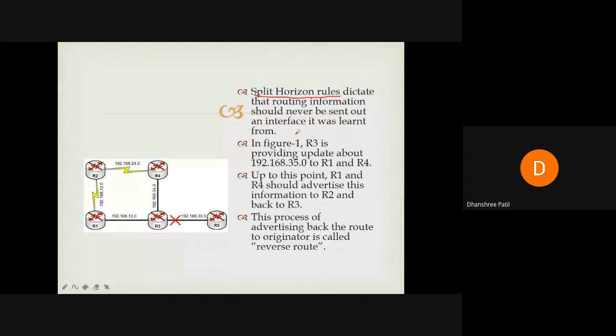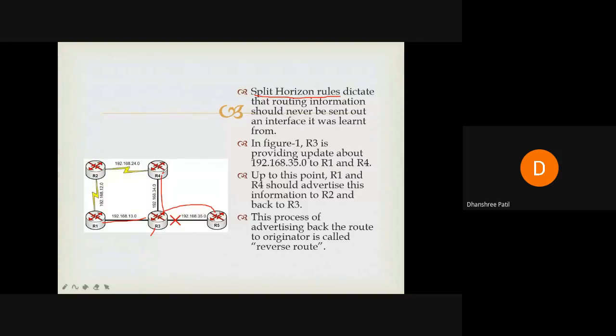So see this figure. Suppose in this figure R3, this router 3, is providing information to the other routers that are connected. So we can say that R3 is connecting with R5, then R4, and then R1, because they are immediate neighbors. Immediate neighbors means they are directly connected to it. Now R3 is connected to R4, R5, and R1, so it is providing the information to these three routers.